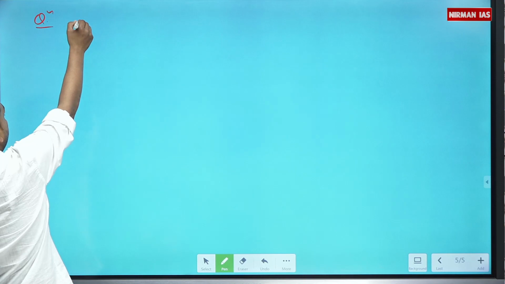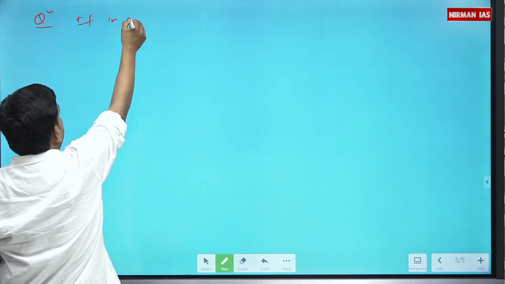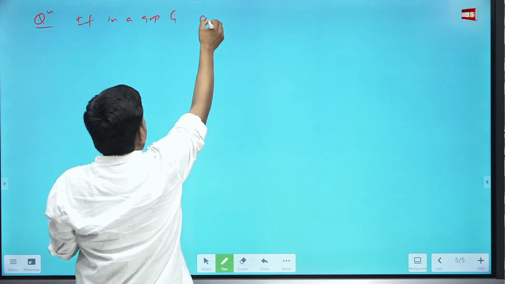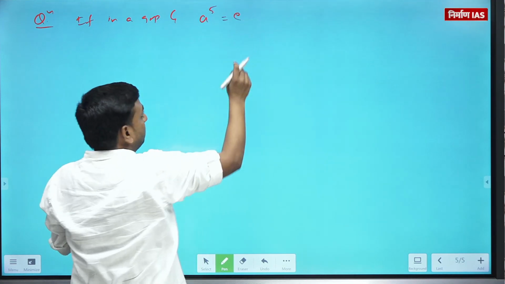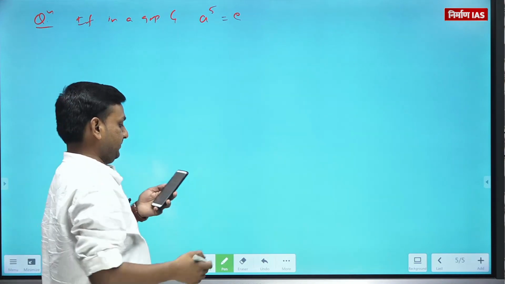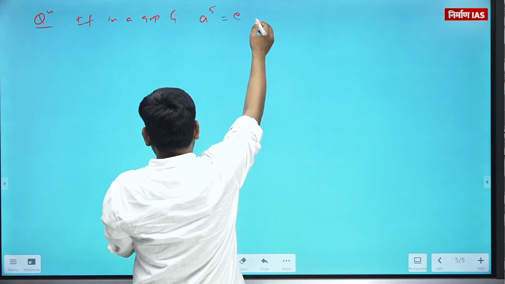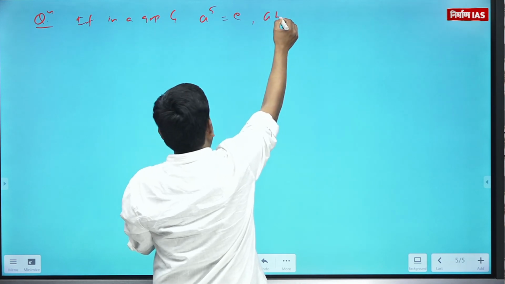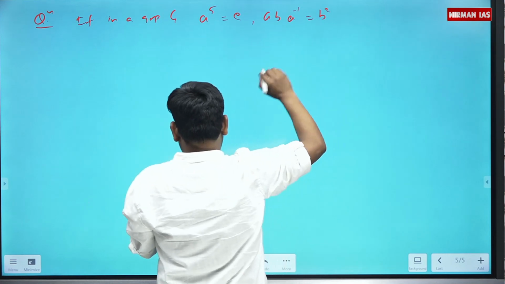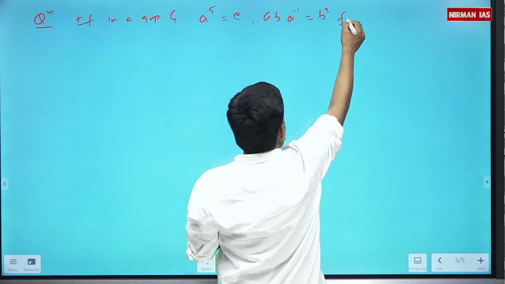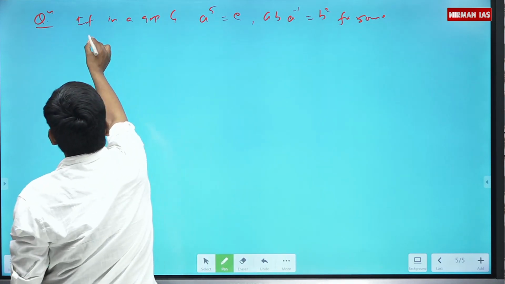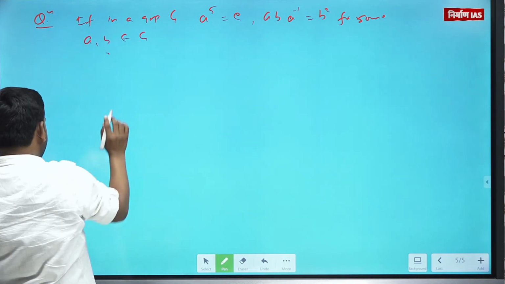If in a group G, A power 5, power doesn't mean multiply, it means composition 5 times, A composition 5 times is identity, and A inverse is B square, for some elements A and B in G.